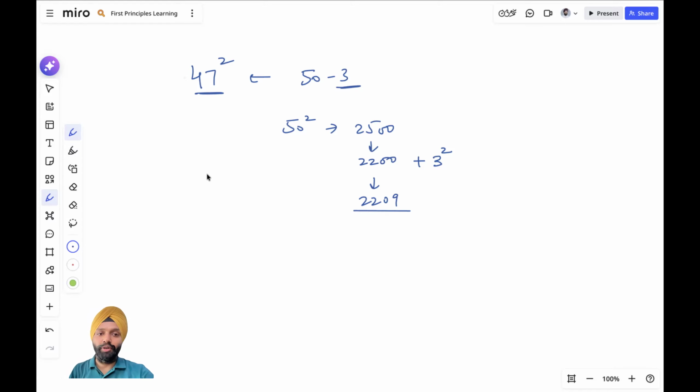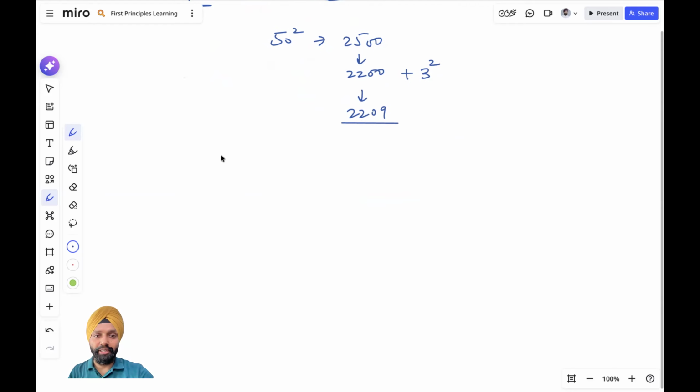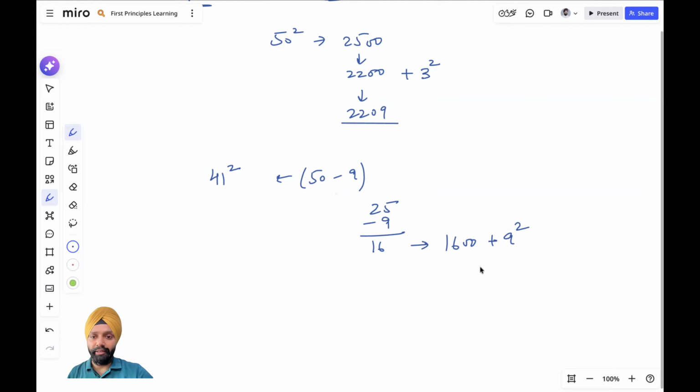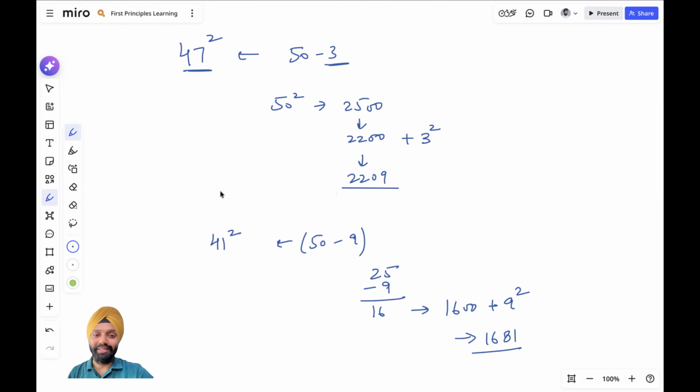Similarly, you can find the square of any number which is close to 50. So let's say even if you have to calculate the square of 41. You'll just look at, okay, this is 9 away, right? It's 50 minus 9. So it's 9 away from 50. So what you'll do is 25 minus 9, so 16. And then you make it 1600, plus you add the square of 9. So what you get is 1681. So this is the square of 41. This was the shortcut that was taught to us back in 2006-7, to calculate the squares of numbers which are close to 50.